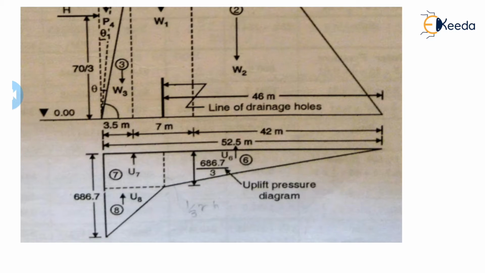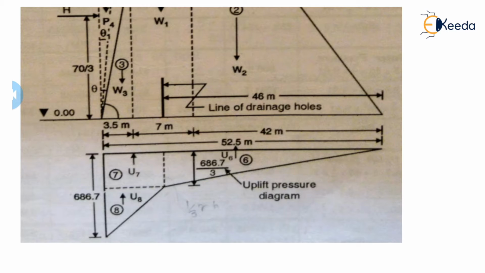Again here we have to divide the section because this section is also irregular. For finding the uplift forces, which act upward in the vertical direction, we have to divide these forces in the section. You can see U7, U8 and U6. They had already divided the section, so by referring to that section we can directly find the uplift forces. How? For U6, this is a triangular one, so again half into base into height.